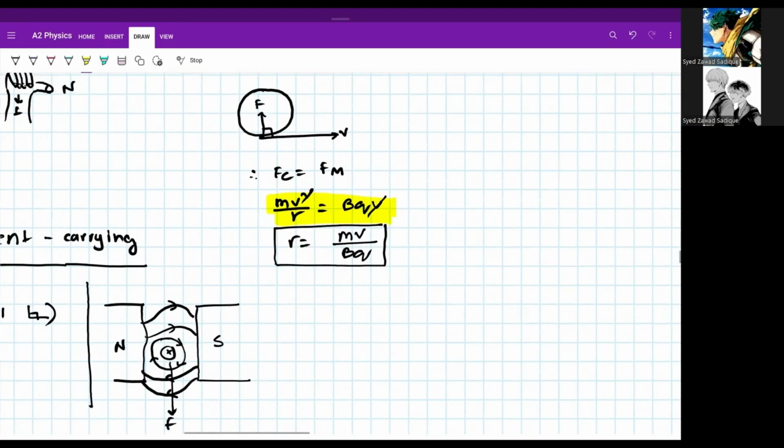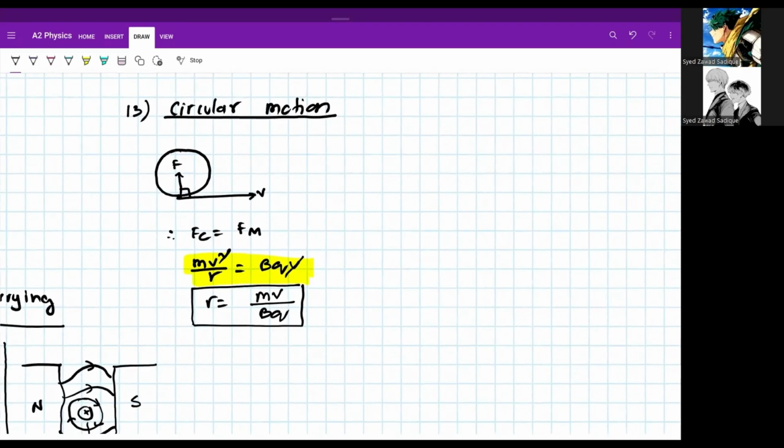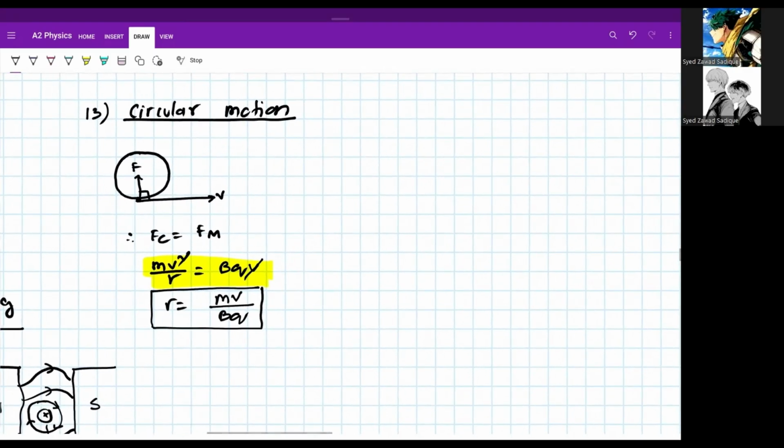I feel like this is not enough. I still want to write down a few points for you guys. So, charged particles in a magnetic field perform circular motion.